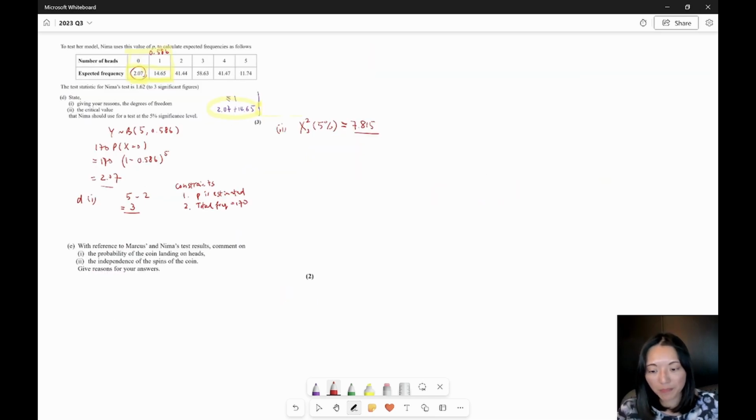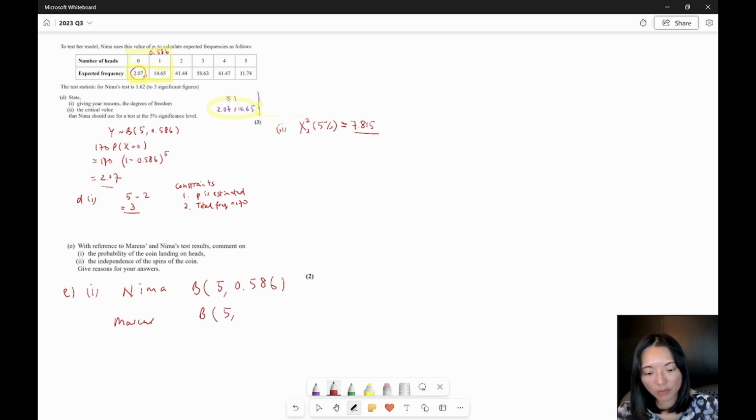Now let's look at part D. It says, with reference to Marcus's and Nema's test results, comment on the probability of the coin landing on heads and the independence of the spins of the coin. Now let's look at Nema's model. Nema's model was a binomial distribution with parameters 5, 0.586. Marcus's model was binomial distribution of 5, 0.5. And we know that we rejected this model.